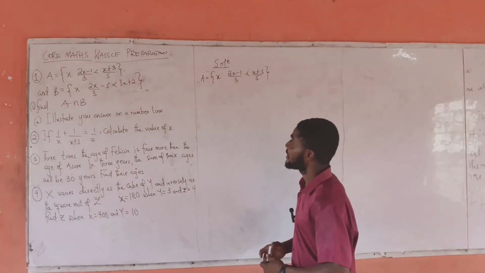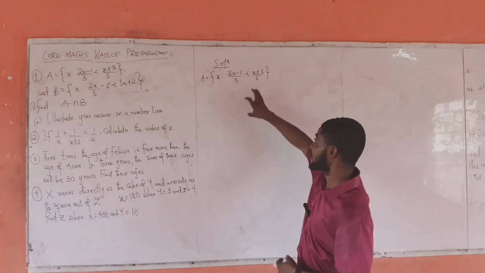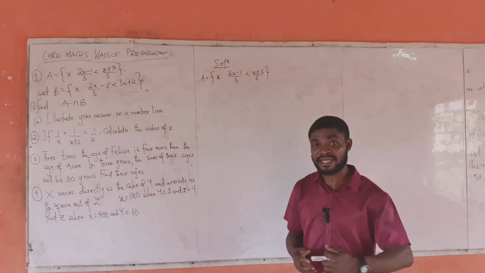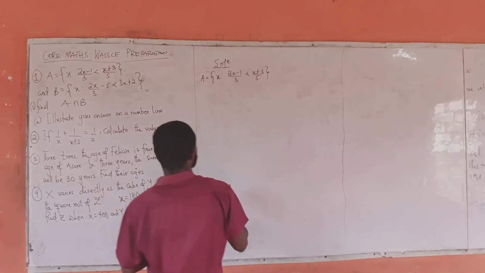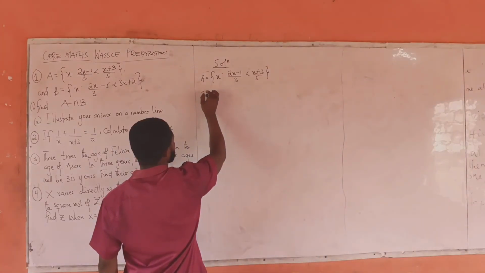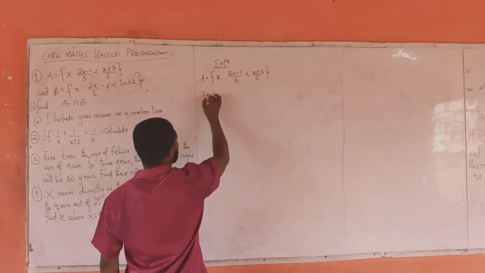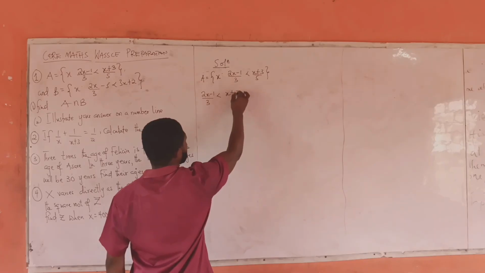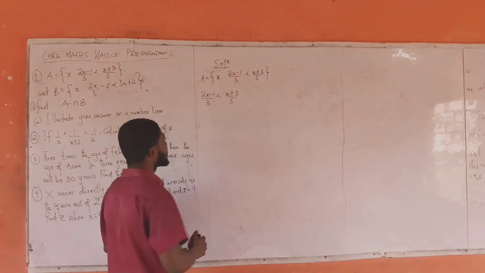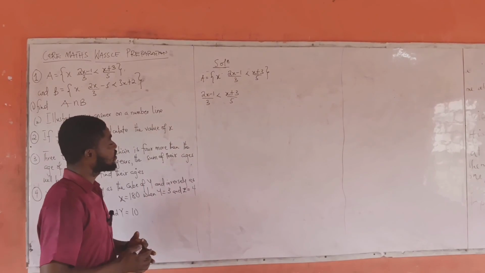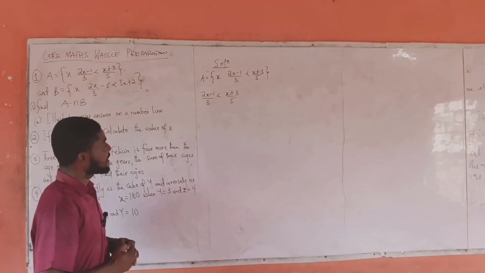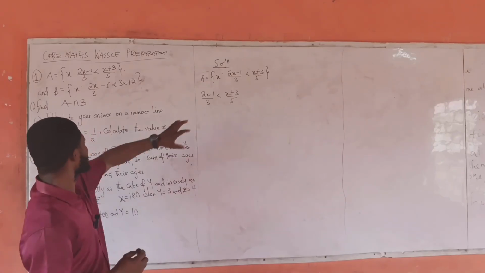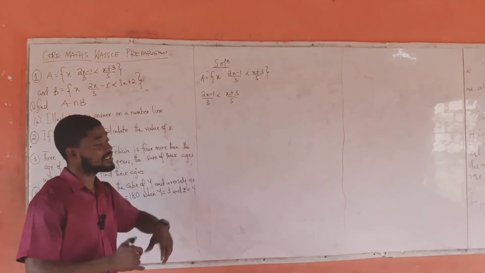I have the set A like this. What I have to do is to just take this part of the set and then I solve to get a value of x. That's all. So I have (2x minus 1)/3 less than (x plus 3)/5. I just work this and then I get a value for x.